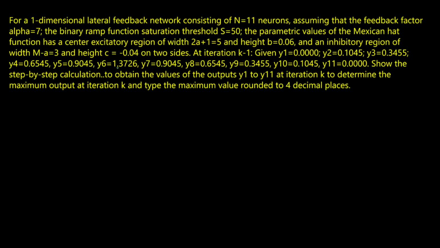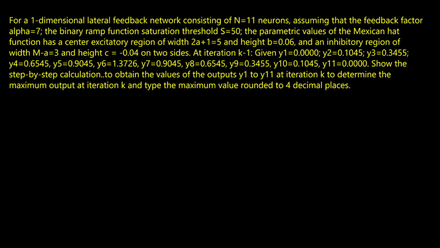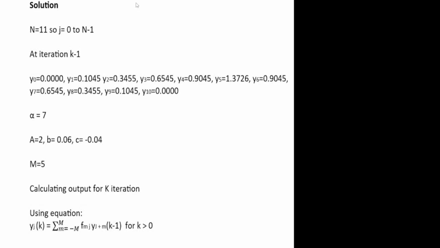Okay, so let's go ahead and see this problem. I have the solution for k minus 1, but they are saying it's for k. That is a mistake. Actually it is k minus 1. Okay, so k minus 1, so this is right.